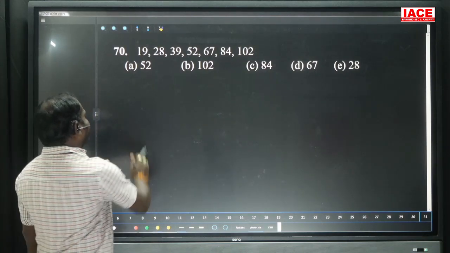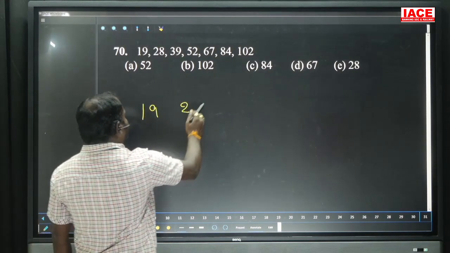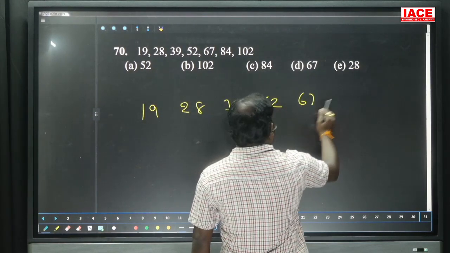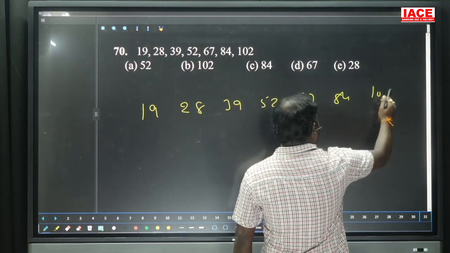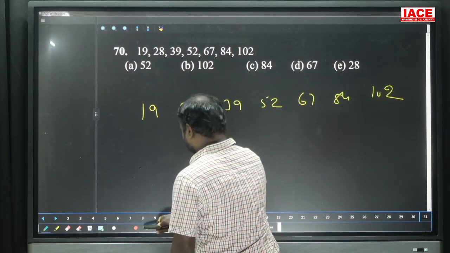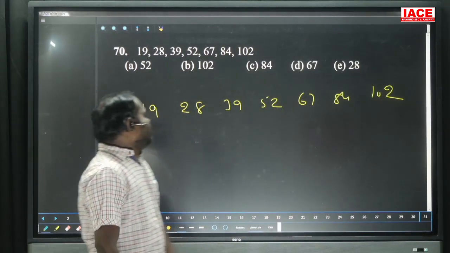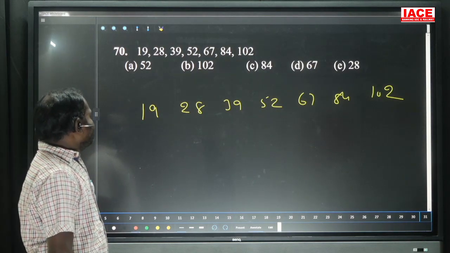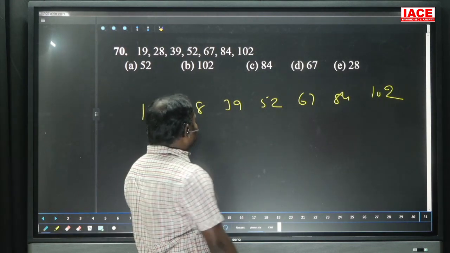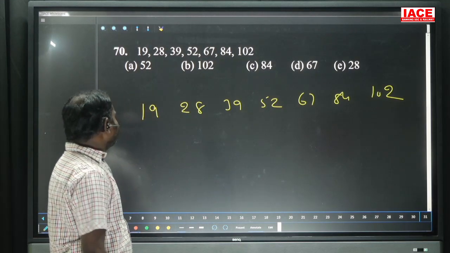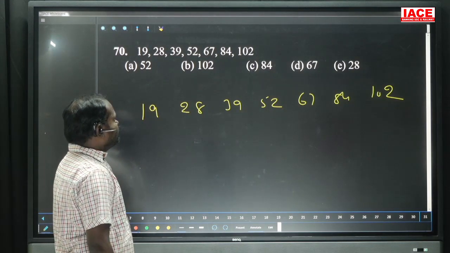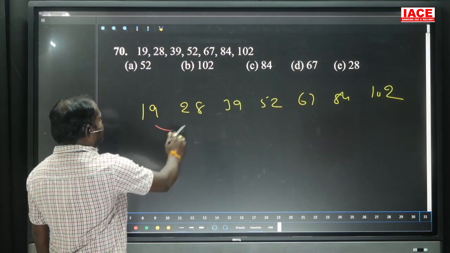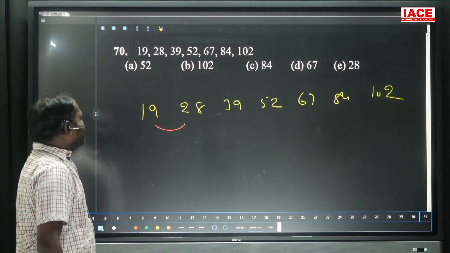70. 19, 28, 39, 52, 67, 84, 102. Let us write this one as 19, 28, 39. If you take the difference, the difference is 9, then 11.